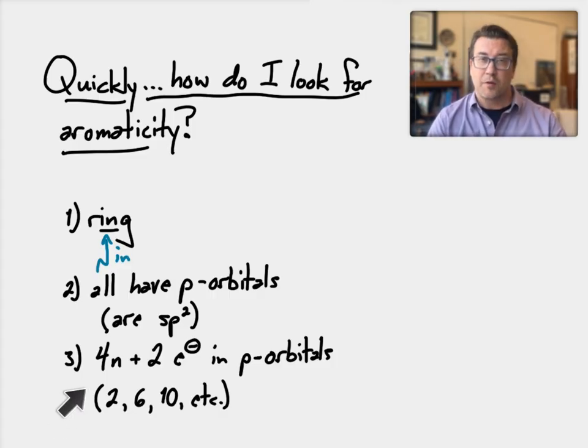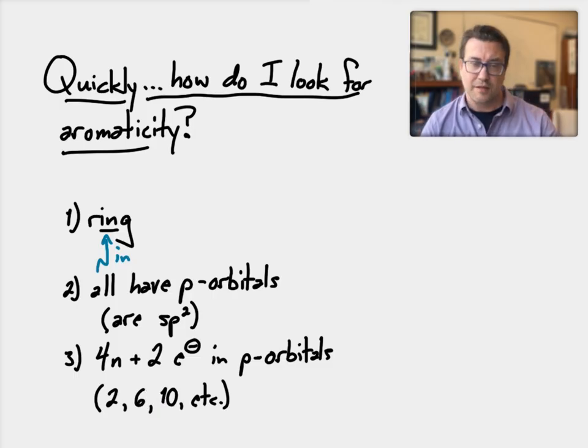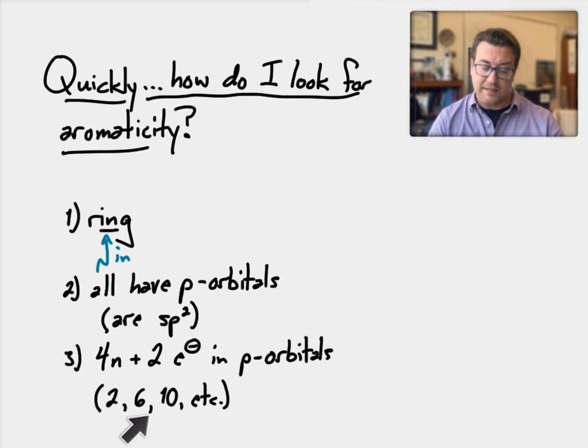Also, the total number of pi electrons in that ring and in that pi system has to follow this equation, 4n plus 2. That's often referred to as the Huckel equation. So the answers to that could be 2, 6, or 10 electrons. Those are the most common ones that you will see. So again, where n equals 0, that gives you 2. Where n equals 1, that gives you 6. Where n equals 2, that gives you 10 electrons.